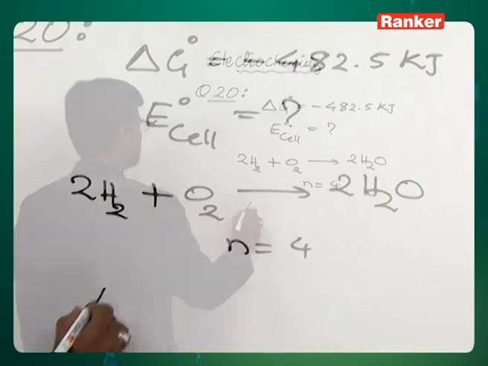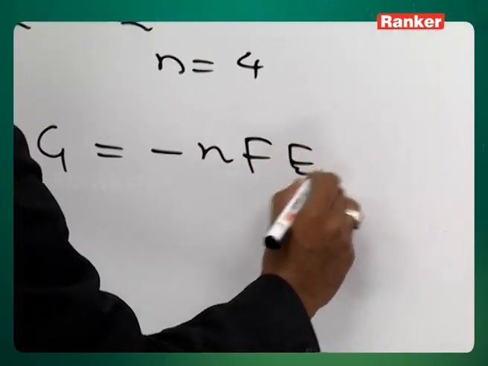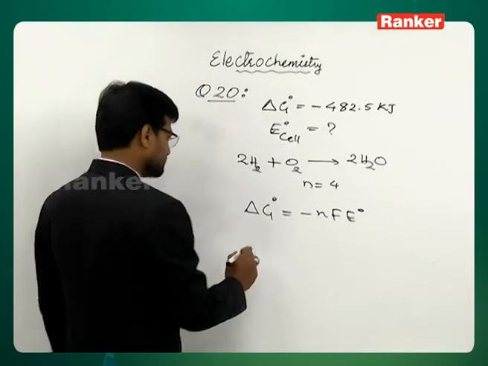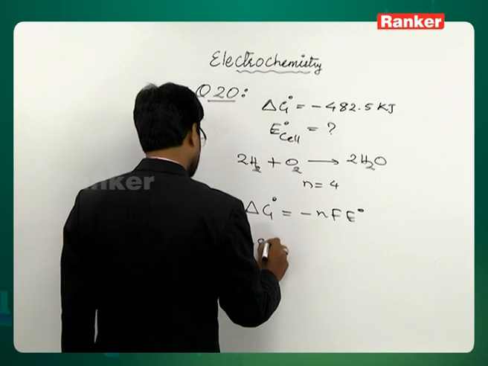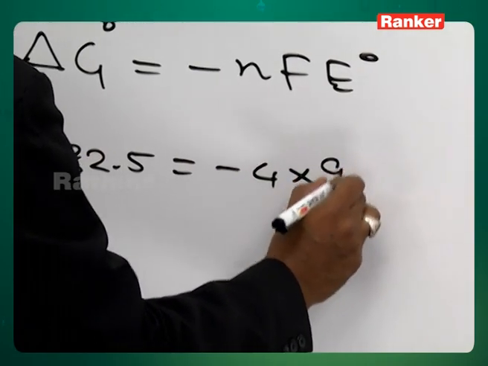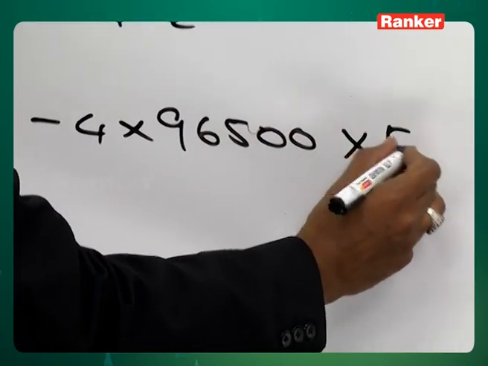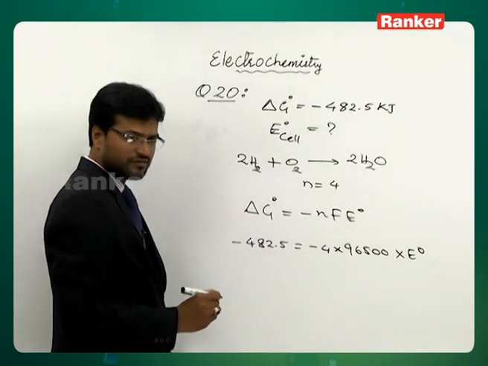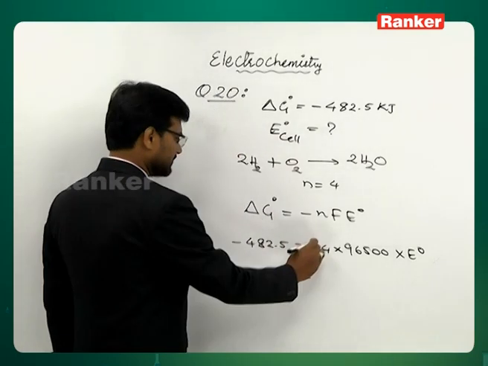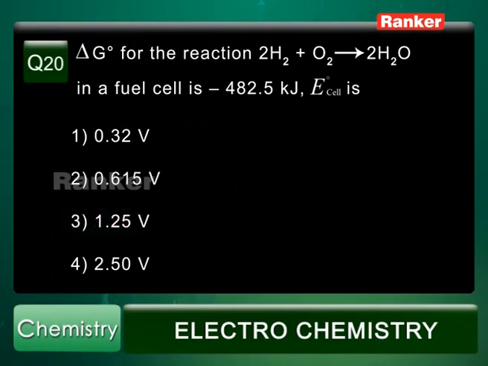So the formula you are going to use is delta G is equal to minus nFE, or you can say delta G naught equals minus nFE naught. The value given is minus 482.5. This is equal to minus 4 into 96,500 into E naught. So putting these values, you can find out E naught. Minus minus gets cancelled. E naught comes to 1.25 volts.